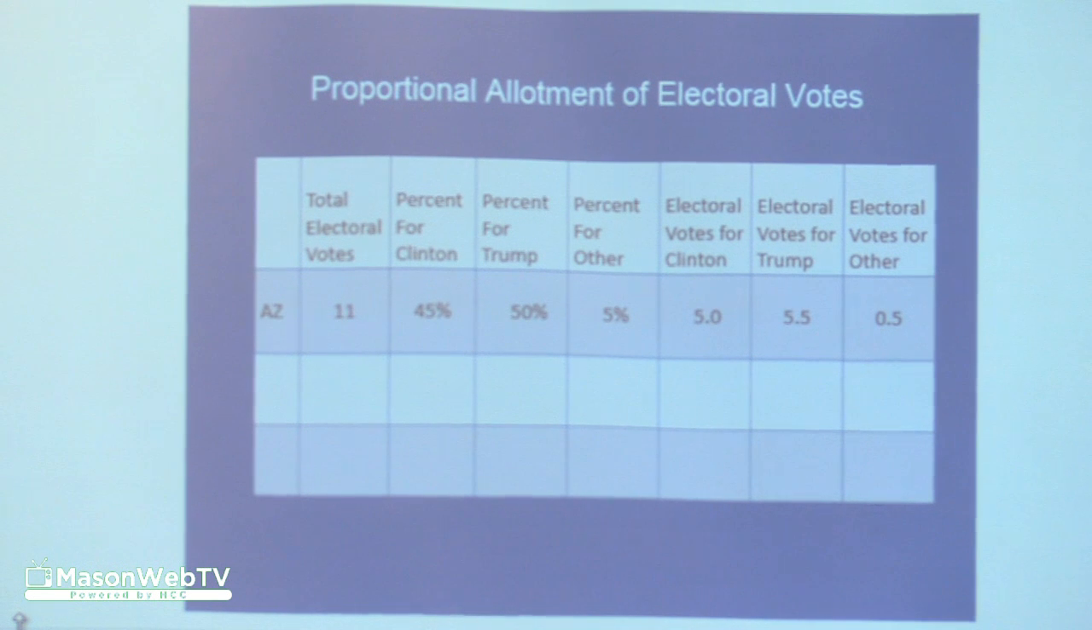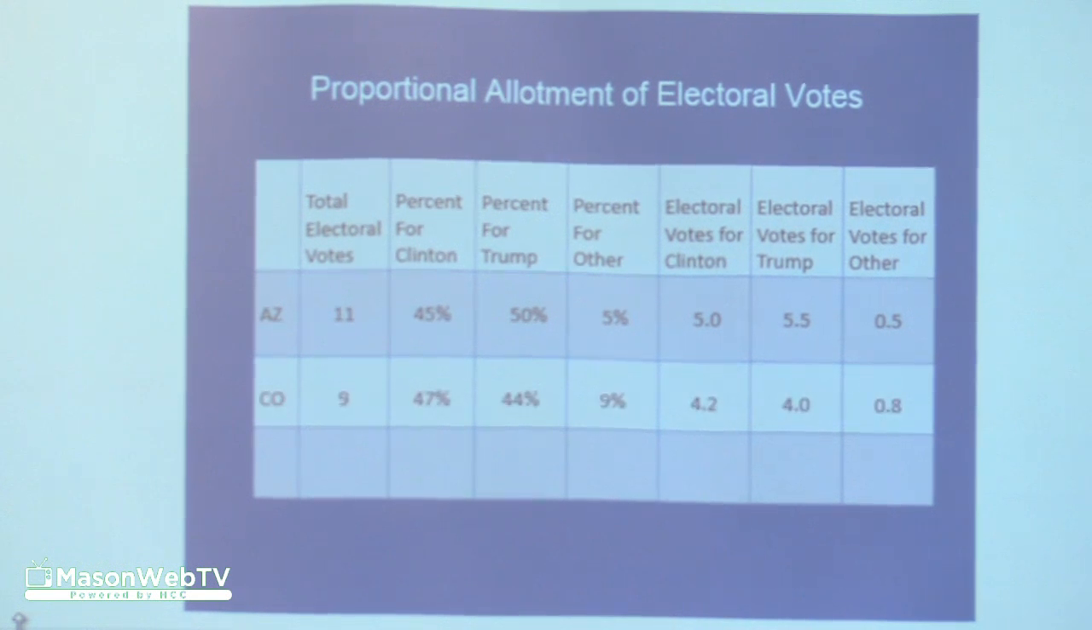So let's run through a quick example. Here's the 2016 election. You see that Arizona has 11 electoral votes, 45% of the votes chose Clinton, 50% chose Trump, and 5% chose another candidate. If we allot the electoral votes proportionately rather than winner take all, we get 5 votes for Clinton, 5.5 for Trump, and 1/2 for the others.